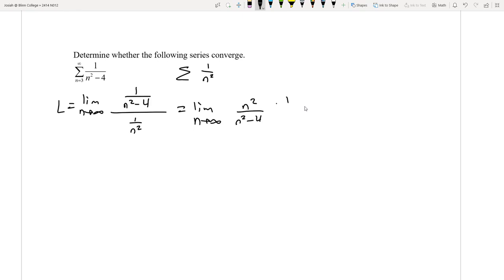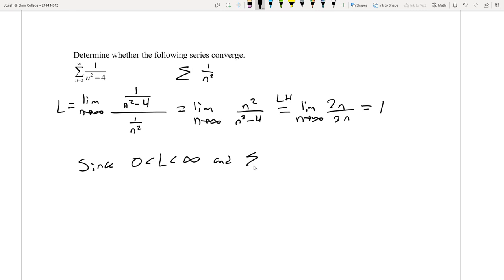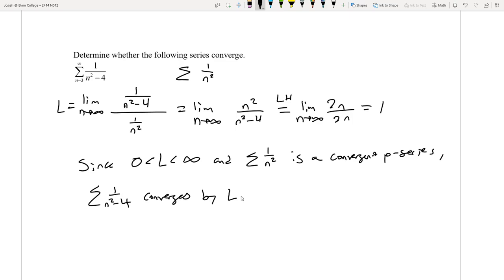Actually, let's go ahead and just use L'Hopital's rule for this one. This one should be pretty simple. The limit as n tends to infinity of 2n over 2n, that's 1. So since 0 is less than L is less than infinity, and our guy here is a convergent p-series, the problem here, 1 over n squared minus 4, converges by LCT.